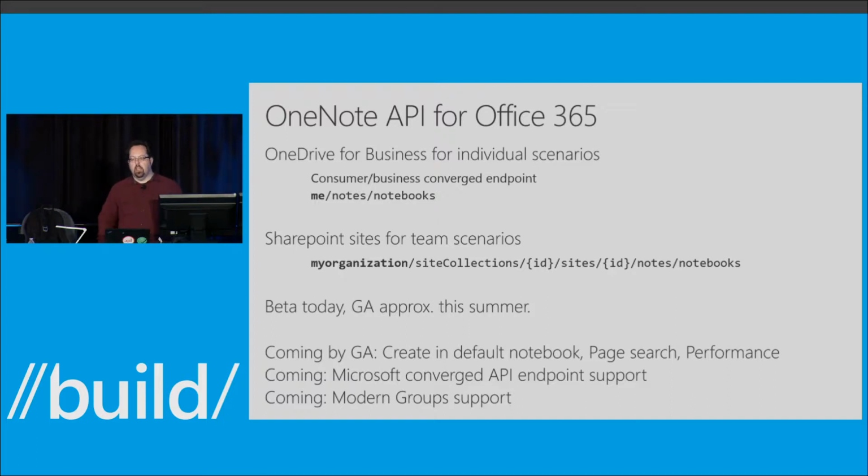So once we've gone GA, next steps are to support the converged API endpoint. If you've seen any of those Office 365 sessions where we're switching to graph.microsoft.com to converge the endpoint across all of our APIs, and let you have the goodness of being able to walk from a SharePoint server into its files or into the OneNote notebooks that are stored on it, we'll have that kind of support. And then it's the same for modern groups.